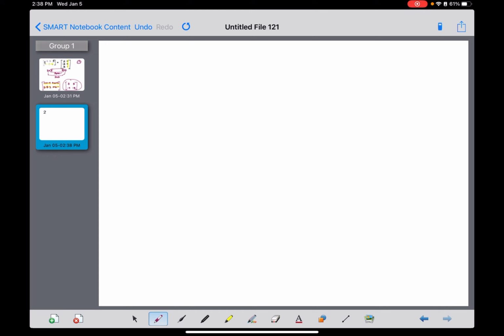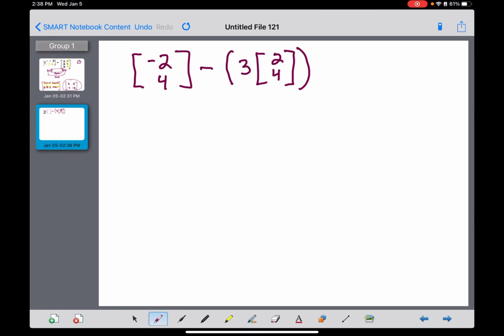Today we're going to look at addition and subtraction again first, and scalar multiplication. But now we're going to do multiple operations within it. So let's say that we have the matrix -2 and 4. And I'm going to subtract from that the scalar 3 and the matrix 2, 4. So we've got multiple things going on here. We're not just adding them. We're not just subtracting them.